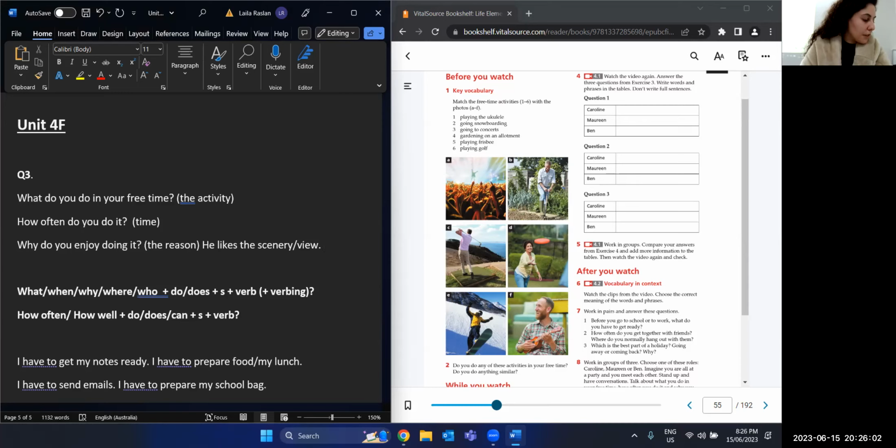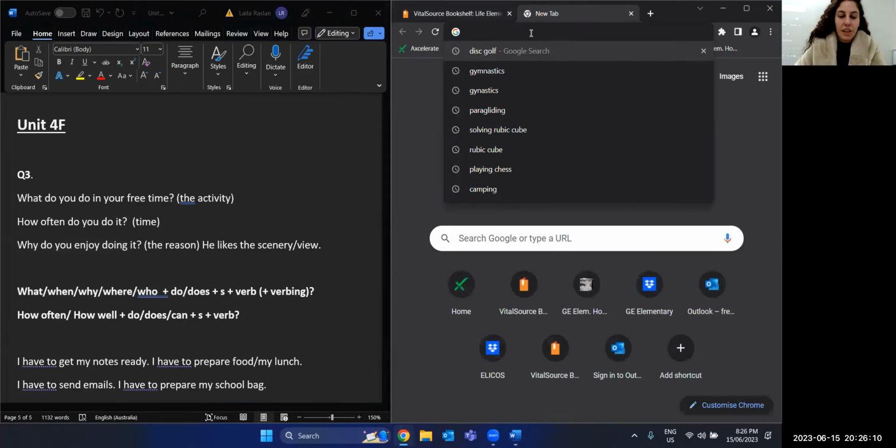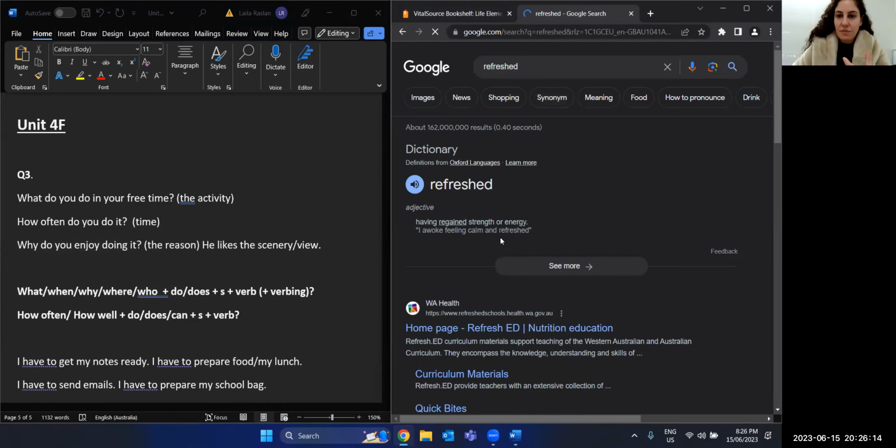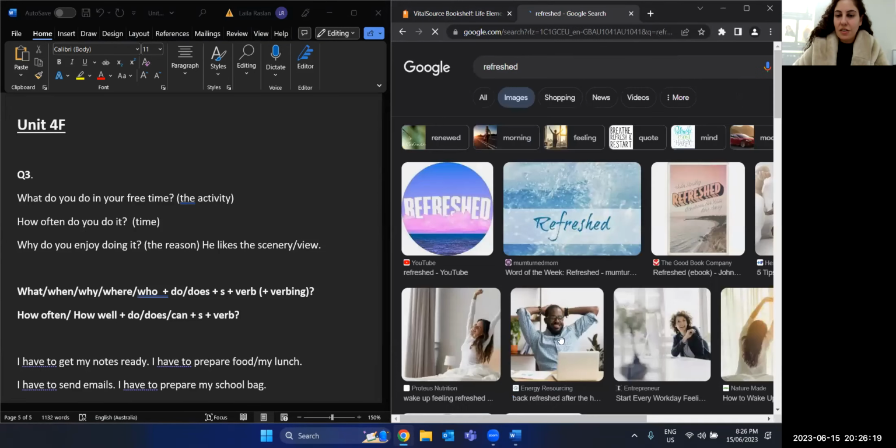And he also feels a refreshed feeling. I guess that's why I like swimming, because I feel refreshed. So this is a great word, refreshed. Like you feel fresh. You've got energy, strength. Refreshed. It's a good feeling.